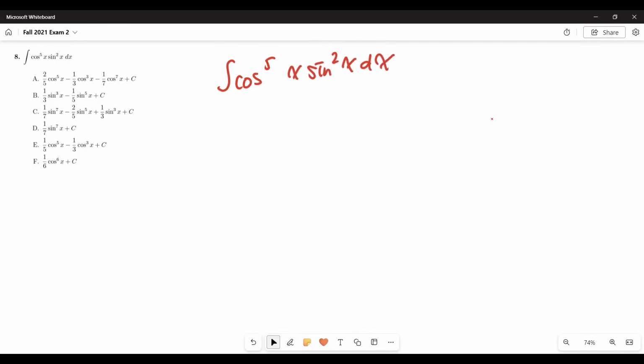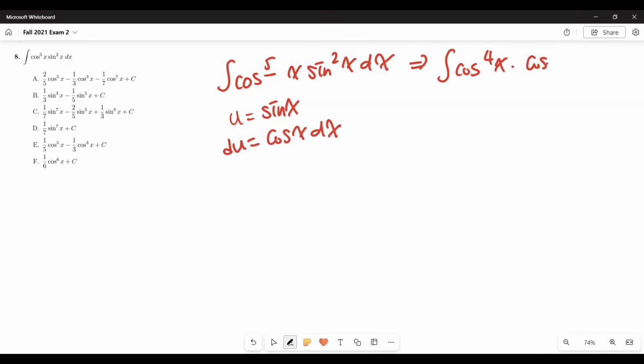The rule of thumb: if you see an odd power in the cosine, the u will be the other, even power, meaning u will be just sine x, and du will be cosine x dx. The reason is that you can write this as cosine to the fourth x times cosine x and sine squared x dx. Since it has the one odd power, you can write it as du, right?